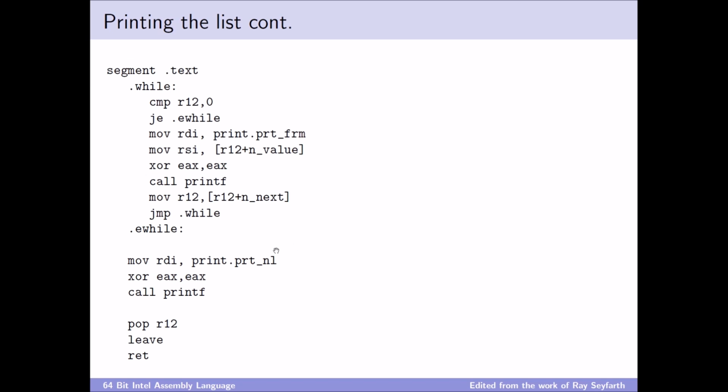Once we've done all of that iteration and we've printed our new line character, all that is left for us to do is to simply pop R12, because remember we pushed it in the beginning to save its original value. So we want to retrieve that original value from the stack, so we pop R12 so it goes off the stack and back into R12, and then I will destroy my stack frame and return from my function.